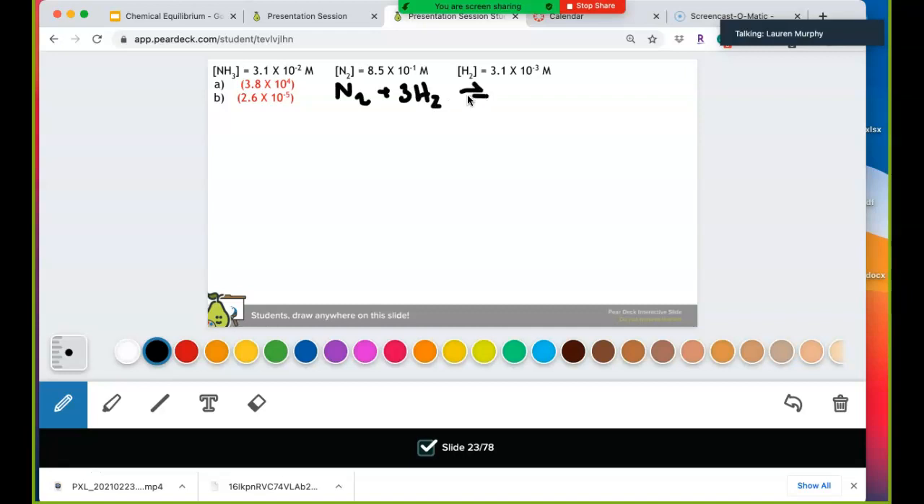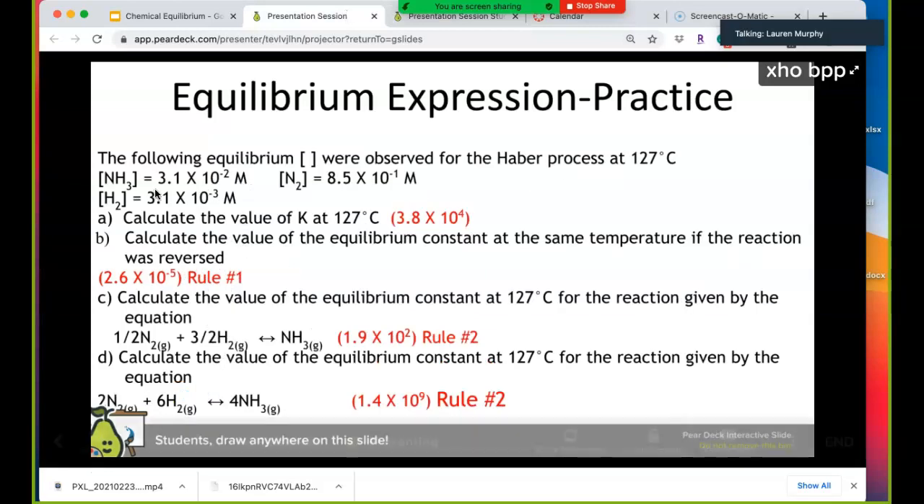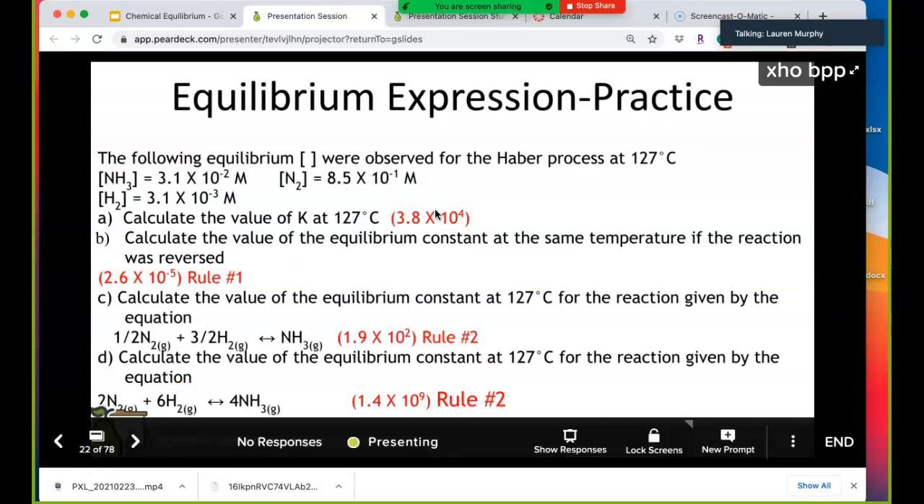Nitrogen and hydrogen react to produce ammonia. Okay, there's the Haber process. And it says, hey, I know all these equilibrium concentrations, calculate K. All right, go for it. Plug and chug all those equilibrium values into your expression.